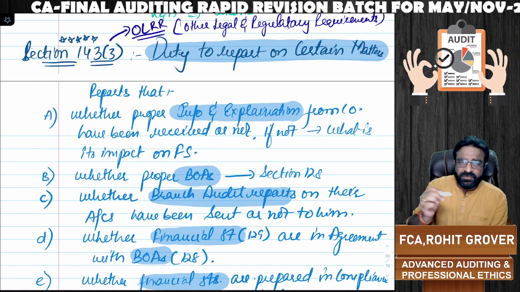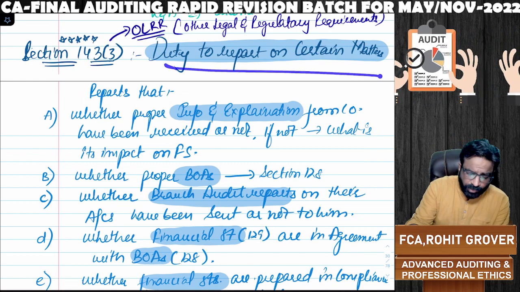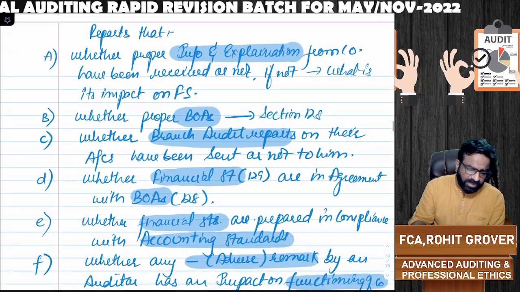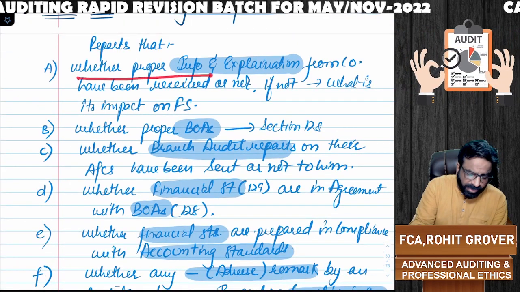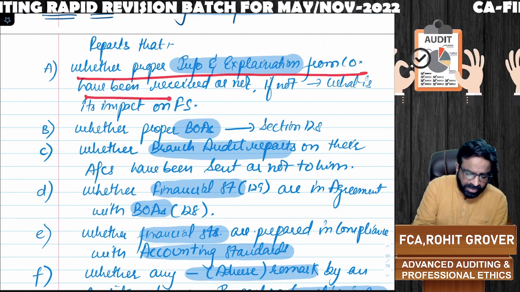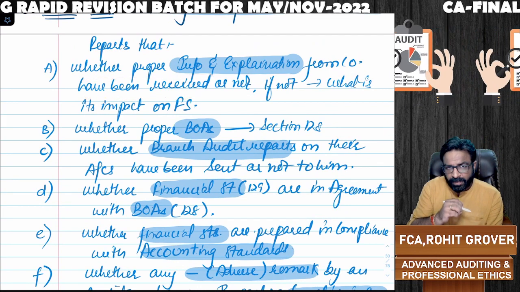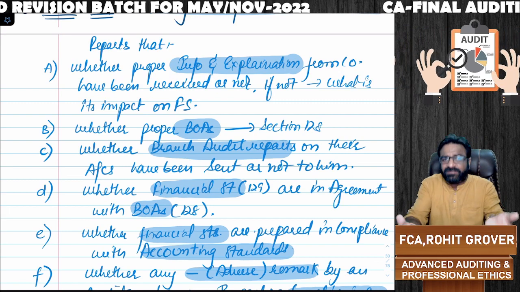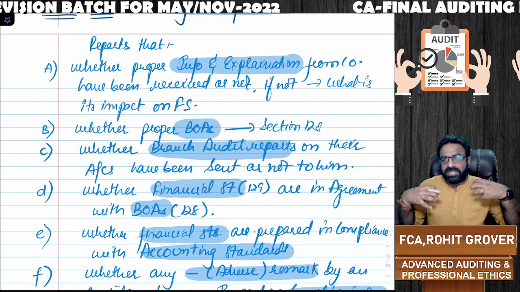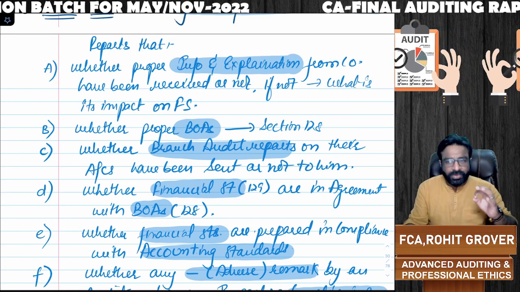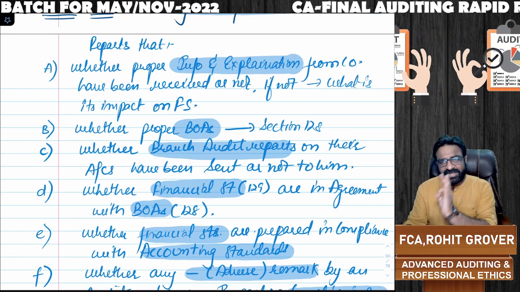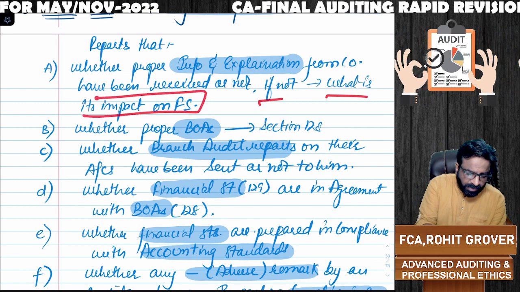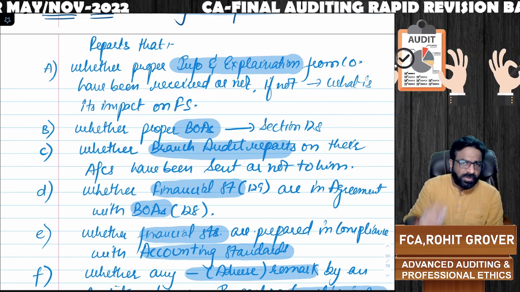Under section 143 subsection 3, that is duty to report on certain matters, there are things which the auditor has to report. What is the first thing the auditor has to report? Whether the proper information and explanation from the client has been received or not. Whatever information and explanation you ask from the client, whether the client has provided it to you or not. If not, what is its impact on the financial statement? You have to report on clause A.